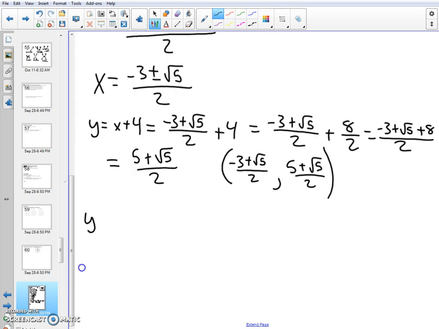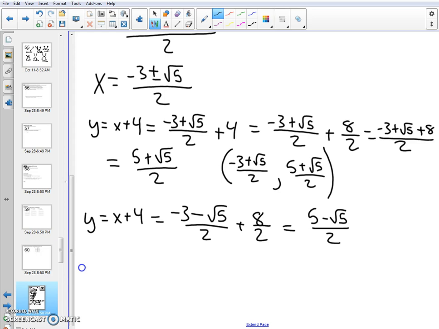For the second one, I'm still going to plug into y equals x plus 4, but now I'm going to do the other x coordinate, so the minus version. And same idea, so I'm just going to go ahead and write 4 as 8 over 2, because I know I'm going to need a common denominator to add. Alright, so on top there, I'm going to have 8, and the negative 3 is going to give me 5. This time it's just 5 minus radical 5 over 2.